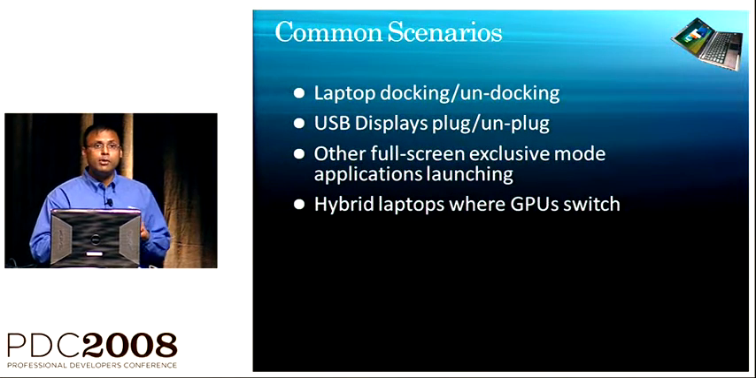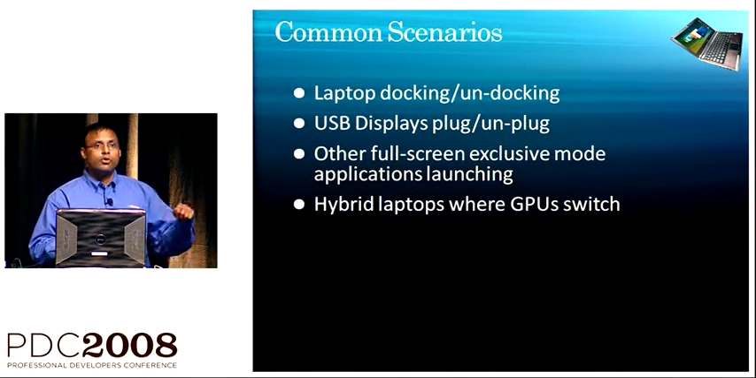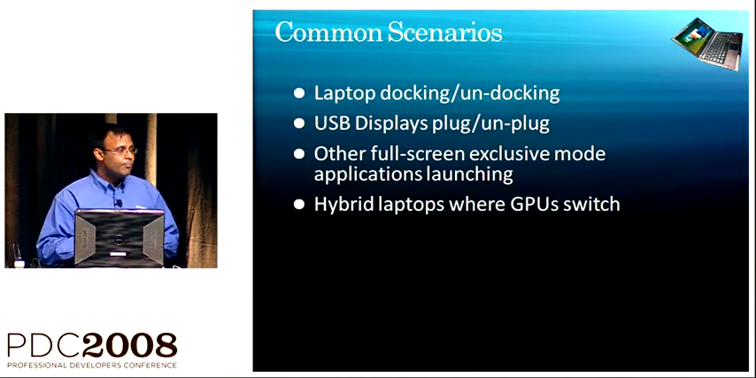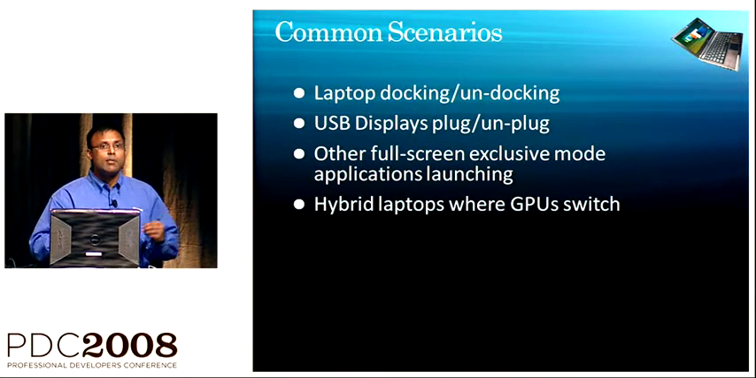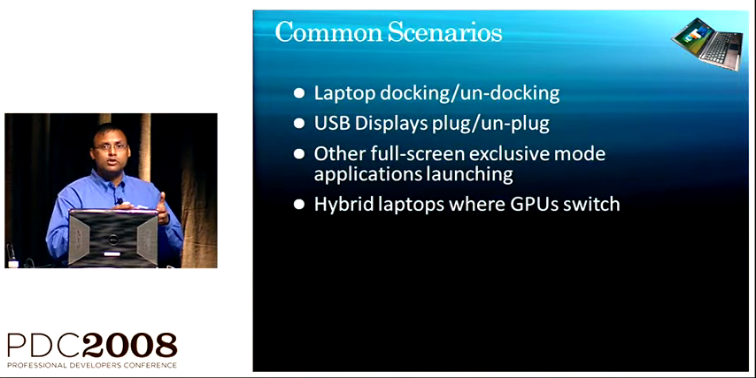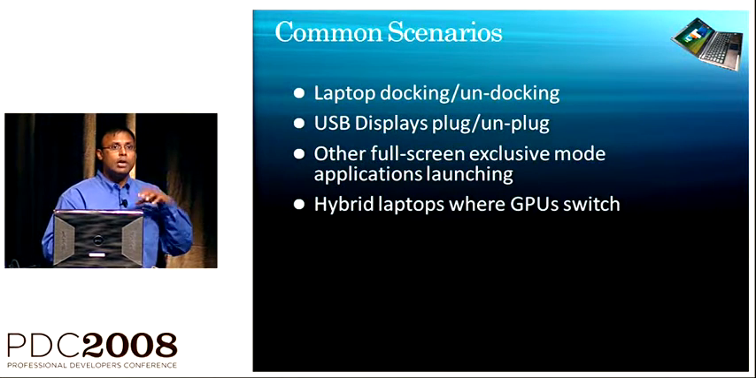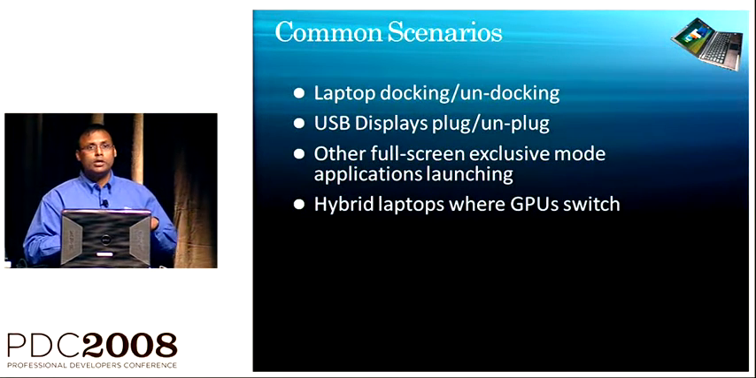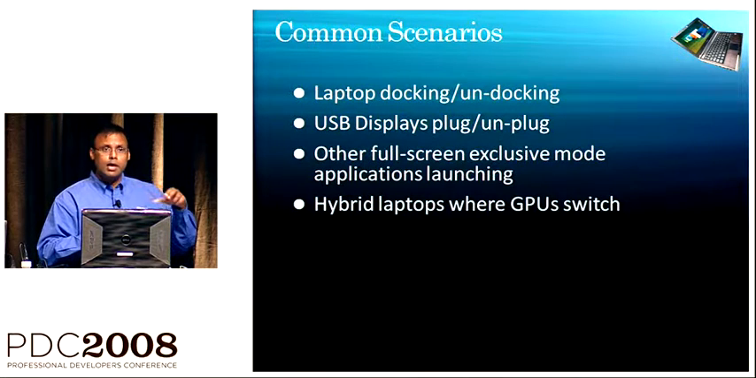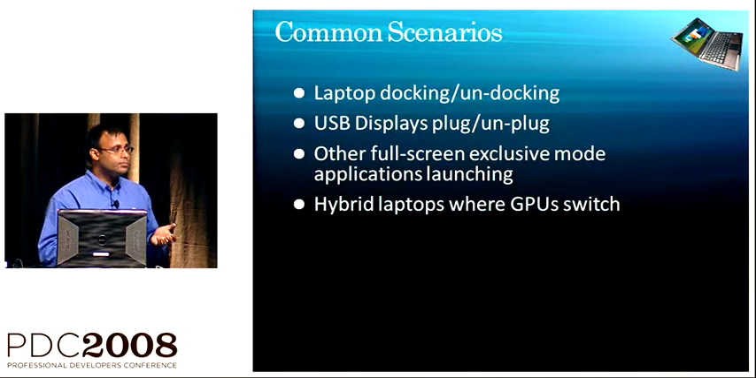Then USB displays are becoming more and more common, and USB displays pretend as if they've got a GPU built inside them. So if you connect or disconnect, the graphics chip comes and goes. There are also full screen applications, a common scenario even today on Windows Vista. When they launch, since it's an exclusive mode application, it takes control over the GPU, and you may not have the GPU. Finally, there are hybrid laptops, which have multiple GPUs inside them and use different GPUs depending upon power. If you're connected to the wall on AC power, you will get the higher powered GPU, and if you are running on a battery, you'll get the lower powered GPU. This dynamic switching causes the application to perceive changes in the GPU underneath it.